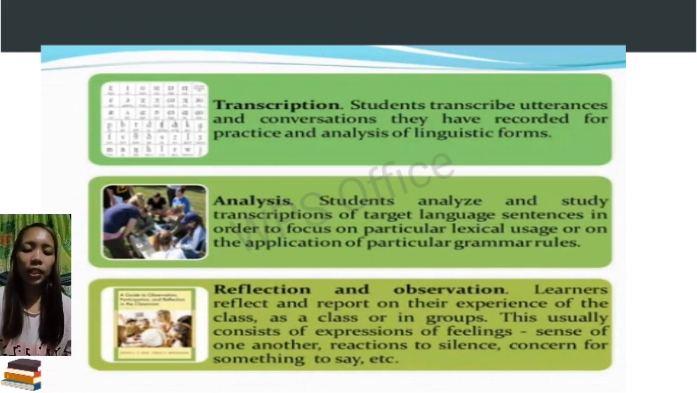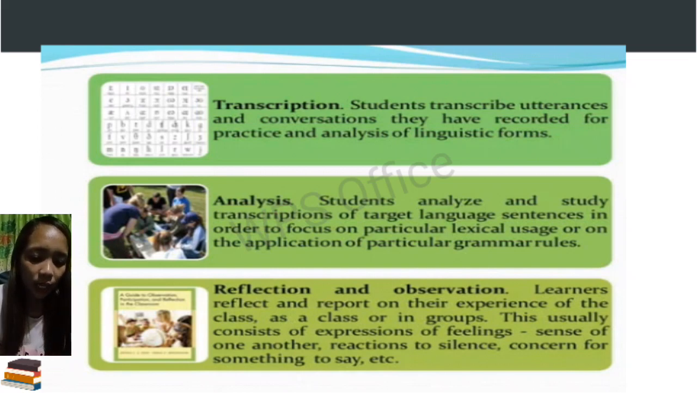Next type of learning is the analysis. Here the students analyze and study transcriptions of target language sentences in order to focus on particular lexical usage or on the application of the grammatical rules. In this type of learning, the students are going to analyze where the mistakes are, especially in the use of grammar.